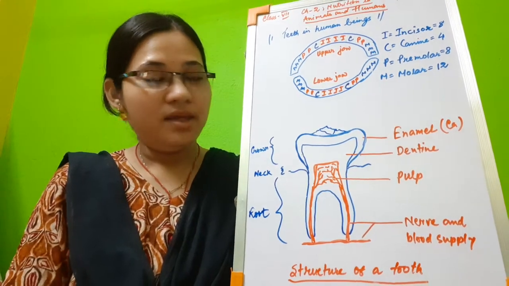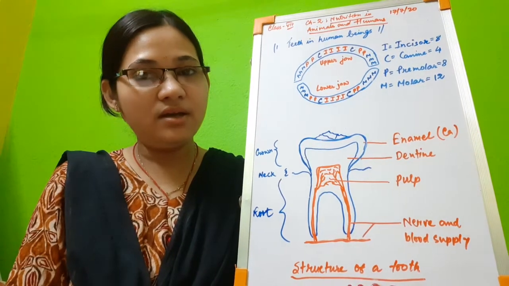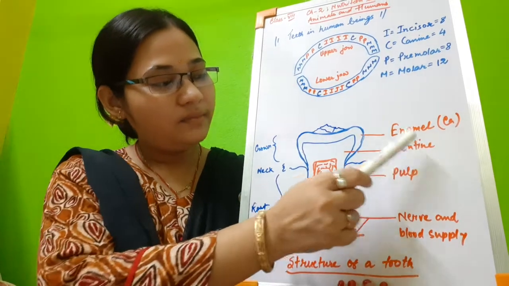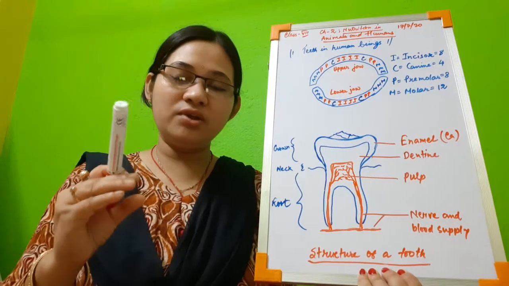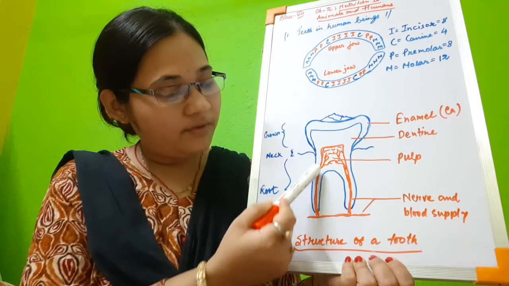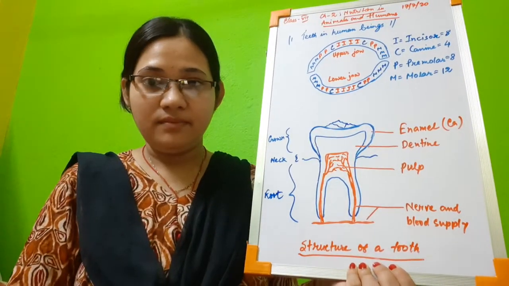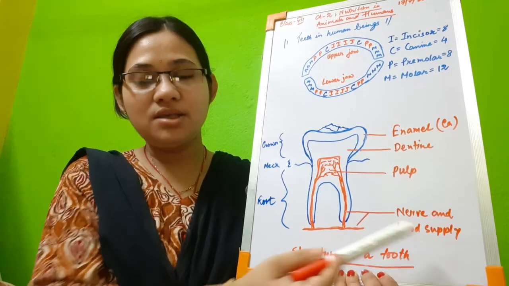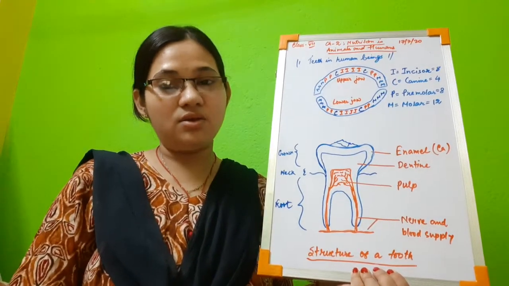Okay, enamel. Just below the enamel lies the dentine. Dentine is also a cementing material, a very hard, bone-like structure. Just below the dentine is a region called pulp. Pulp is a soft region filled with blood vessels and nerves. The blood vessels and nerves lie adjacent in the pulp region. So enamel, dentine, pulp, nerve and blood supply. These are some of the simple parts of the structure of a tooth.